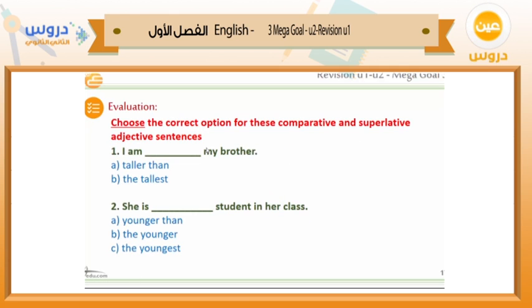Now we are going to move to another interesting subject, which is comparative and superlative adjectives. Choose the correct option for these comparative and superlative adjective sentences. I am taller than my brother, or the tallest my brother? Of course, taller than. She is younger than the youngest student in her class. Excellent. The answer is C, the youngest.